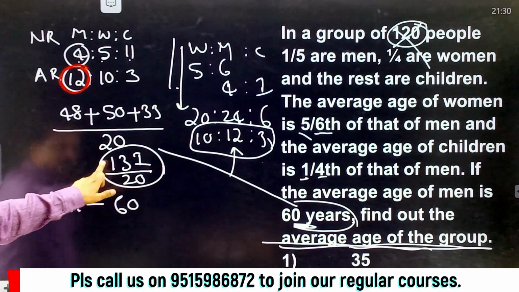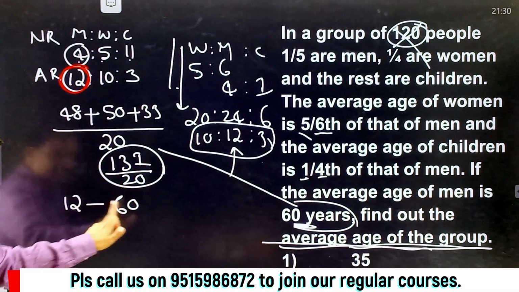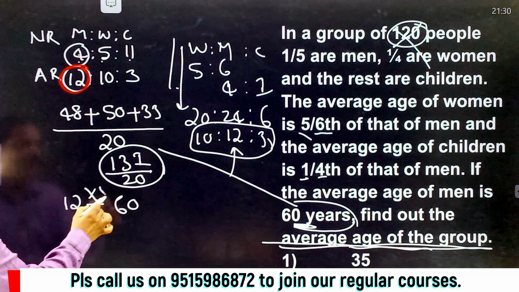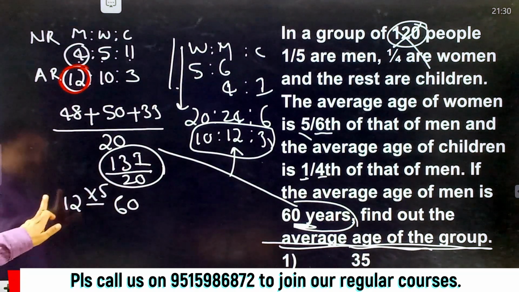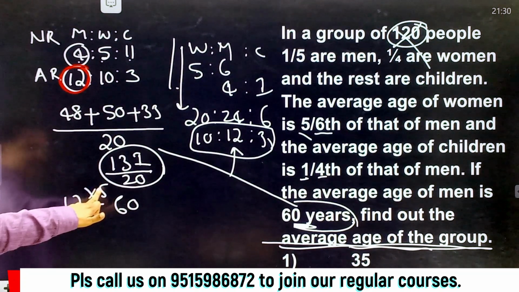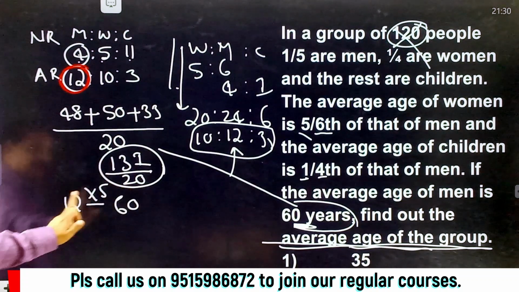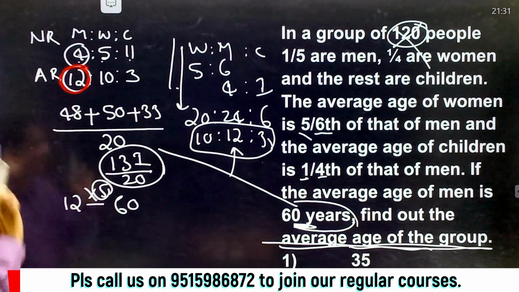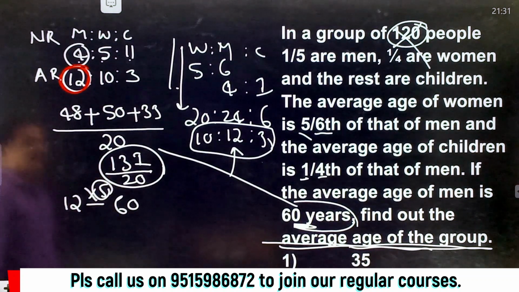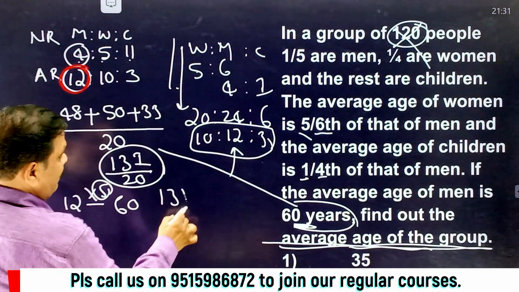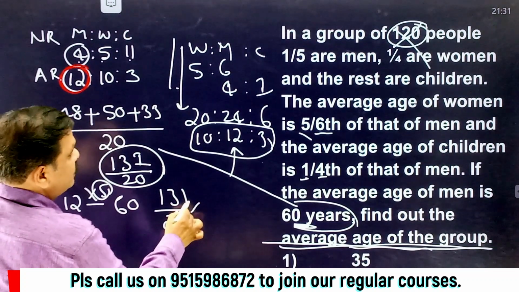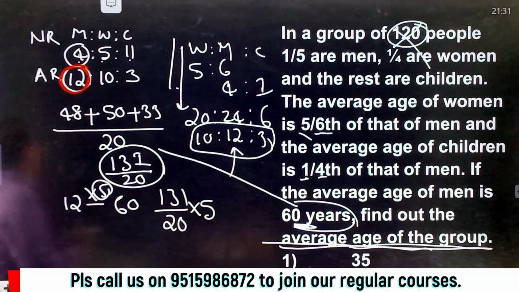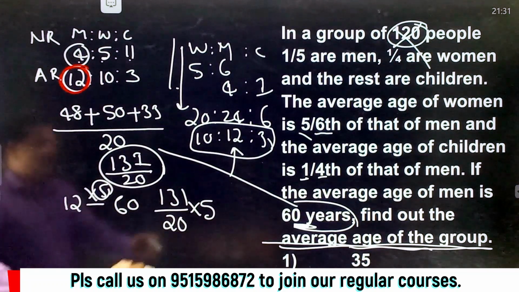Directly you can say 131 by 20 parts is equal to how much? Or simply 12 into 5 is 60. That means when 12 parts is 60, 5 times 12 parts is 60, so 1 part is equal to 5, isn't it? Now my answer here is 131 by 20 into 5, which will become the average age of the entire group.